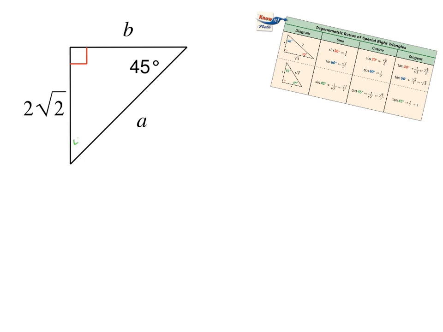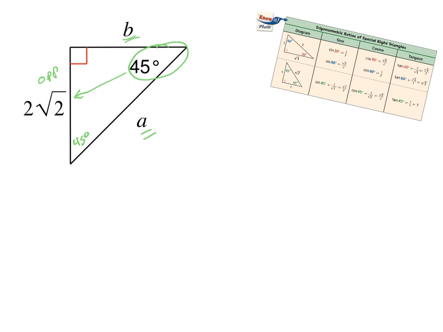This is a 45, 45, 90 right triangle, so it is a special triangle. We have to find leg B and hypotenuse A. We're given this 45-degree angle. This is our opposite side. This is our adjacent side.